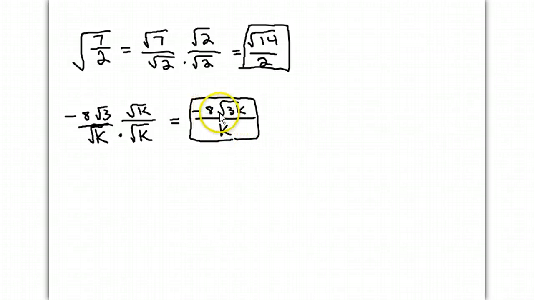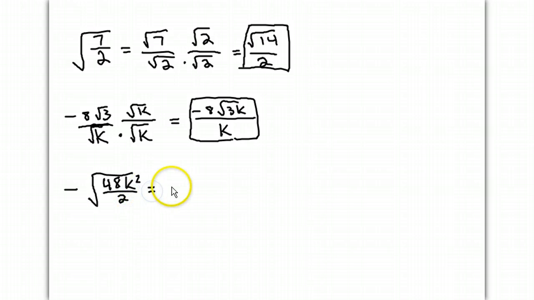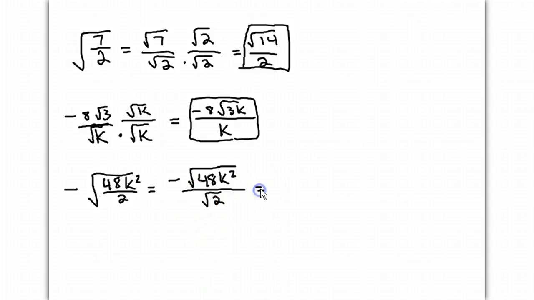So let's do one last square root, and then we'll go to a different type of root. Let's say we have negative square root of 48k squared divided by 2. So when you individually write this out, it'll be a negative square root of 48k squared divided by the square root of 2. Well, you can't have the square root on the bottom, so what you do is you multiply by the square root of 2 times the top and the bottom of the fraction.